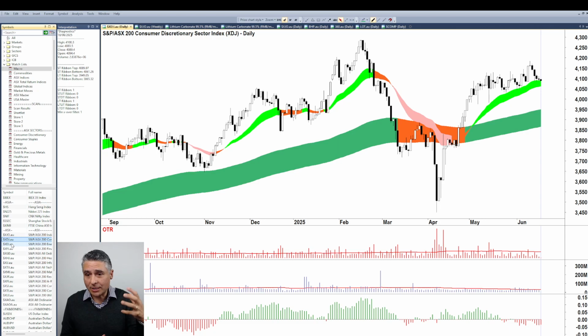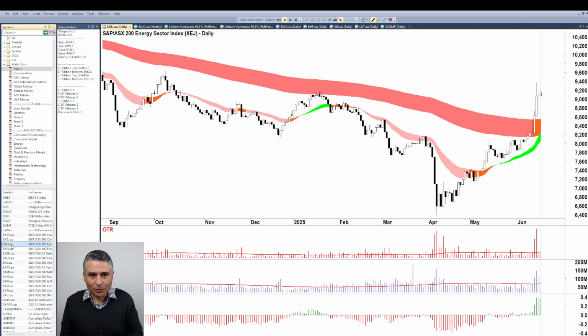Discretionary, yes, double greens, that should be very apparent, but we can see the price action starting to flatten out there, but at least we're in an uptrend. Energy's got to be the most interesting index at the moment. Obviously what's going on in the Middle East is potentially causing a trend change here.